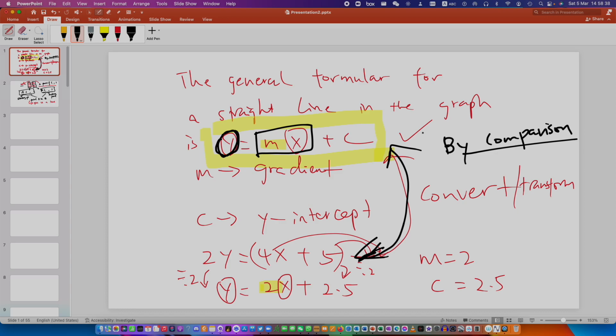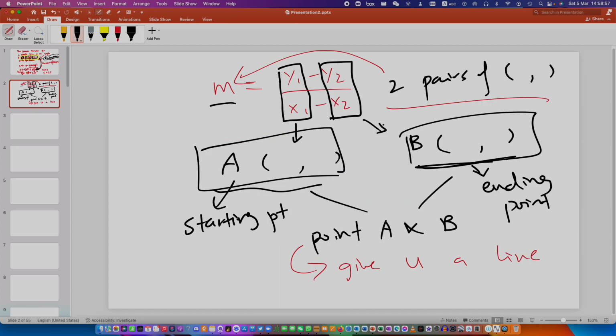Right? And then plus c. So the order of this equation is y, what's next? Something x, plus c. Correct. So this is called by comparison. Are you clear? Then what is this? This is formula.